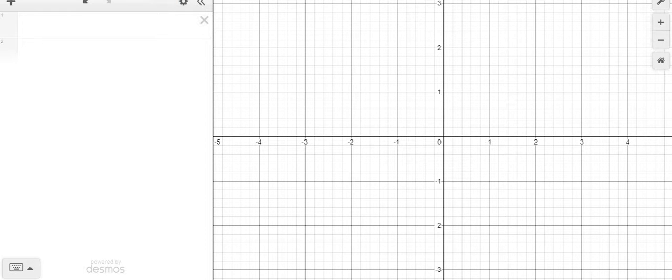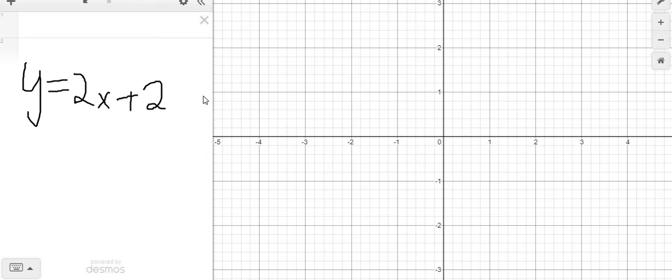Okay, so say we have the linear equation. We have this linear equation in slope-intercept form. Okay, this is slope-intercept form. It goes y equals, and then let's say we have 2x plus 2. So in slope-intercept form, we have this 2, which is the slope, and this 2, which is the y-intercept.